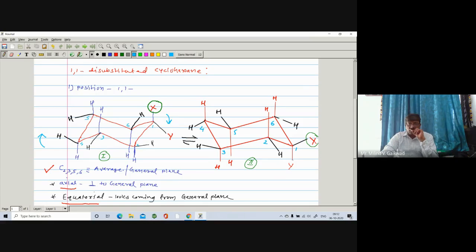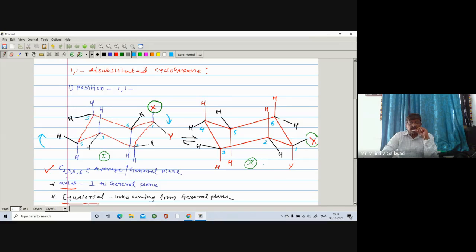So on carbon number 1, there is an X group. This X will go equatorial when it undergoes a ring flip. So here this is your 1,1 disubstituted cyclohexane. Once you know how to draw the structure, the remaining points are very, very easy, right?